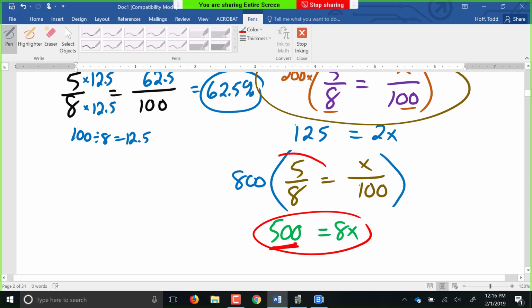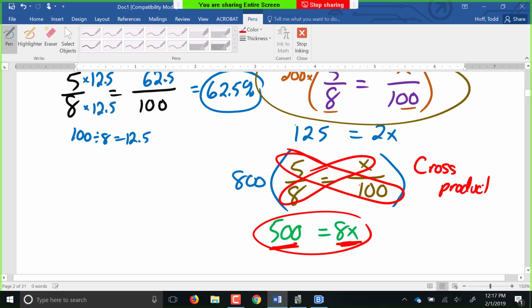This first number is just the 5 times 100. This second number on the other side of the equation is here, 8 times x. Those are what we call cross products. This is why I called it cross canceling instead of cross multiplying when we were reducing fractions, because this process here is also cross multiplying. Those cross products in a proportion, whenever there's two fractions that are equal to each other, those diagonal products or cross products have to be equal to each other.